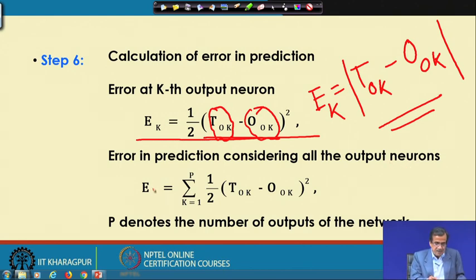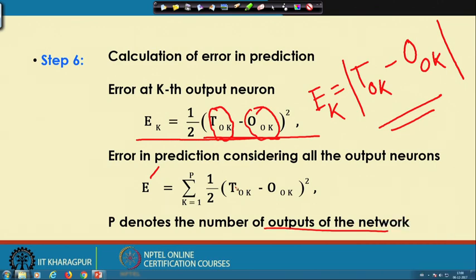So, this total error is denoted by E, and that is nothing but summation k equals 1 to p, half (T_Ok minus O_Ok) square, where p is the total number of neurons lying on the output layer, or p denotes the number of outputs of this particular network. Using this, I can find out what should be the total error in prediction, and once you have got this total error, now I will have to minimize it. I can take the help of some sort of optimizer.